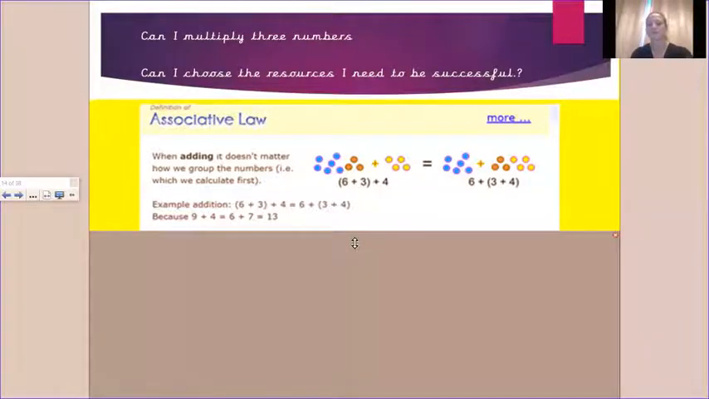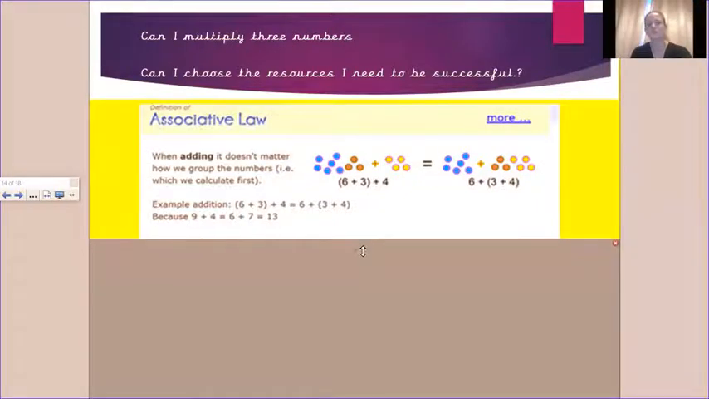Right, so like this at the bottom says, 6 plus 3 plus 4 is equal to 6 plus 3 plus 4. So 9 plus 4 is the same as 6 plus 7, and both answers give us 13. So this is the associative law. So like we said, what does the word associate mean? It means it doesn't matter how we group them. It doesn't matter how they associate with each other. It doesn't matter if it's 6 plus 3 plus 4 or 6 plus 4 plus 3 or 4 plus 3 plus 6. It will always give you the same answer.